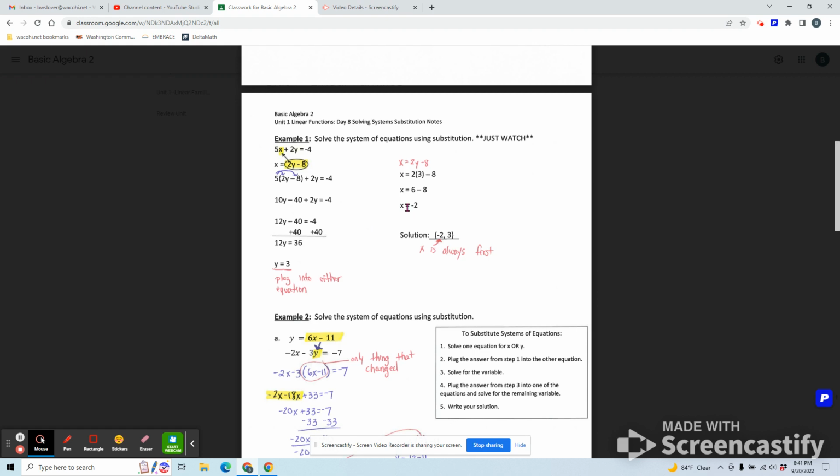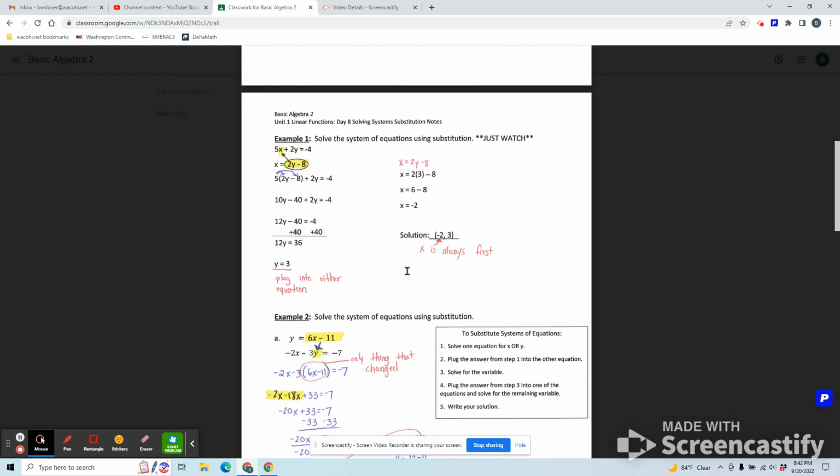That means these two lines intersect at negative 2 comma 3. I need to write that as my ordered pair. That's my solution. If I were to graph these, they would intersect at this point. If I were to plug in negative 2 for x and 3 for y into both equations, it would make them both true. That's why it's my solution.